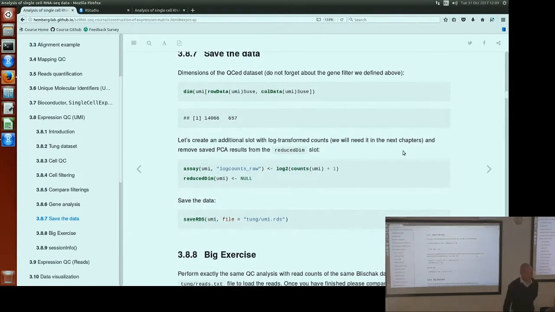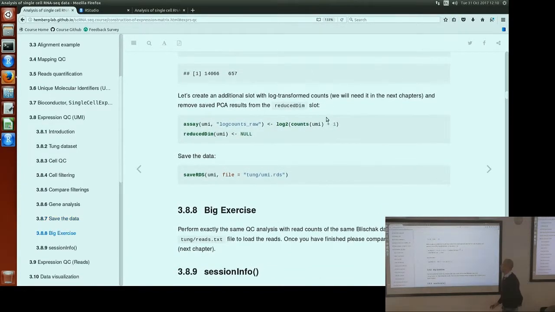Now we want to save the data. Because we defined these filters in the rowData matrix, which is the annotation for genes, and the colData matrix, which is the annotation for cells, we can easily subset our single-cell experiment object by these 2 filters. And this is the final dimension of our expression matrix. Now we have only 14,000 genes and 650 cells after filtering both genes and cells.